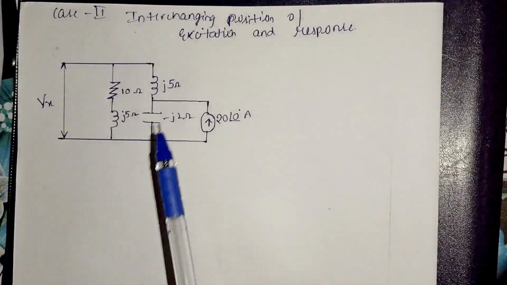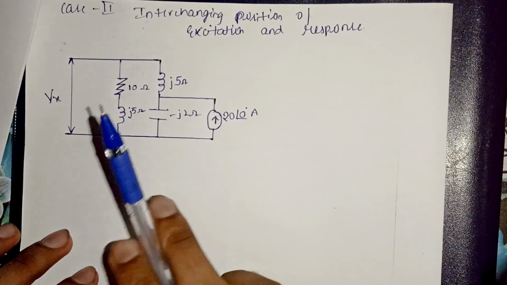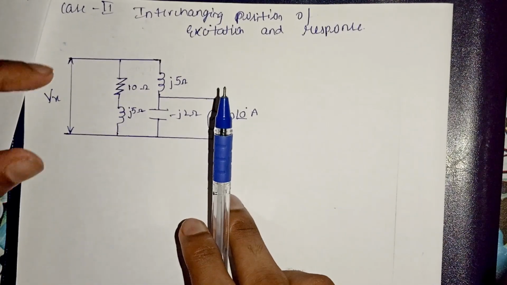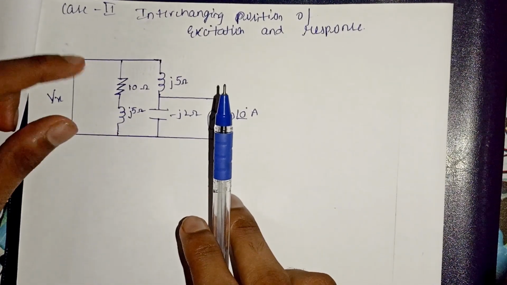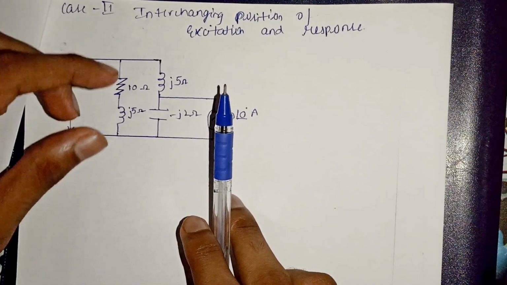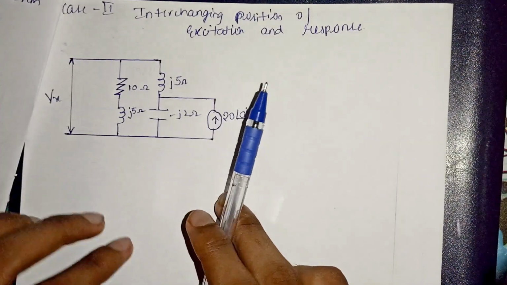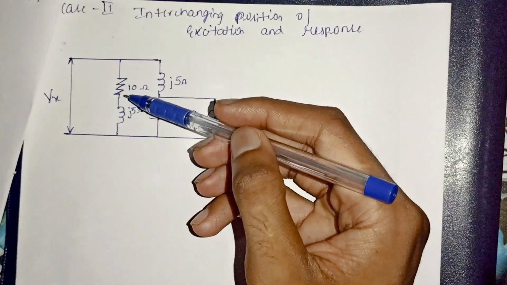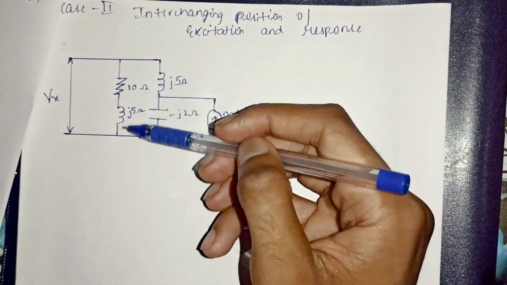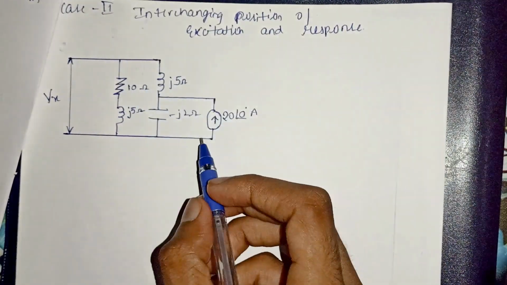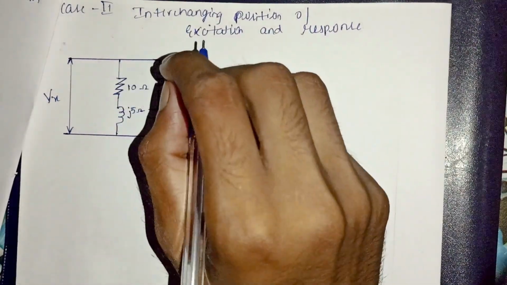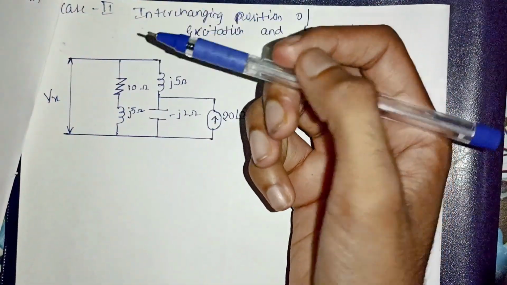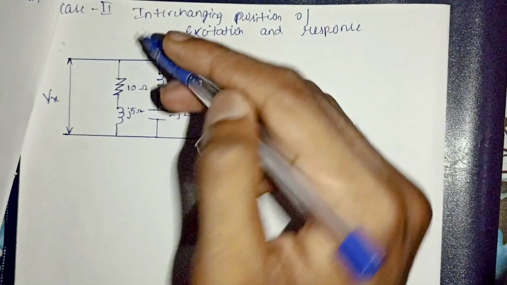In my second case, I've just interchanged the positions of excitation and response. I have to calculate the voltage Vx across this terminal. In order to calculate Vx across this terminal, I should know the value of the current entering through this branch, the 10 plus j5 ohm impedance. Similarly, as discussed in the first case, by applying the current division rule, we can calculate the current entering through this branch.